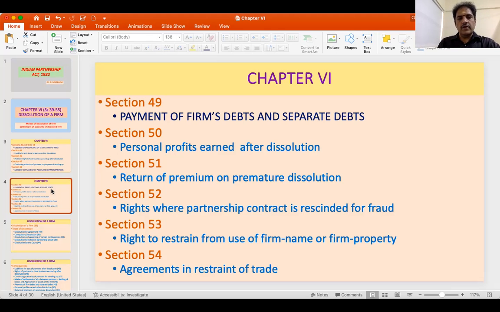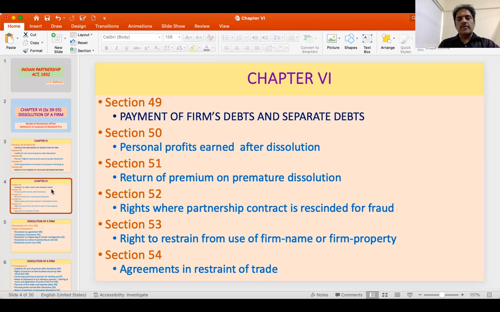Then section 51 talks about return of premium on premature dissolution, where there is someone who has agreed to being a part of the firm, and before the term ends, the firm gets dissolved, then what are his rights in respect to the premium that he has contributed.